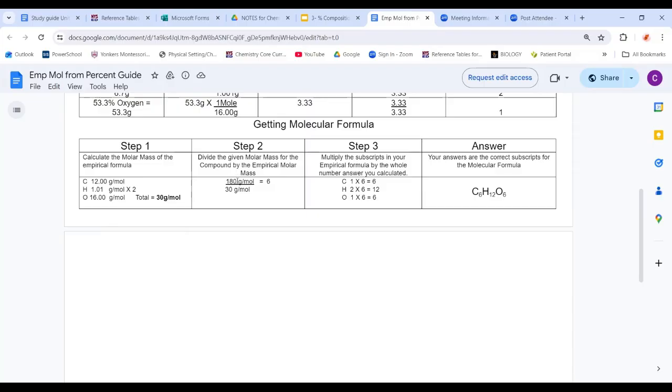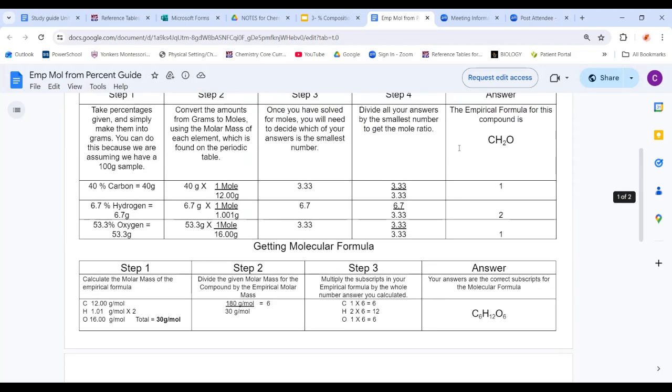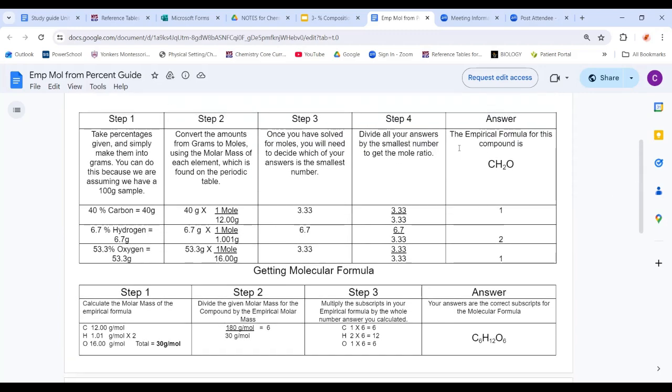You're going to divide your total molar mass by the one you figured out for your empirical formula. And that's going to give you a whole number. You're then going to take that whole number and multiply it by the subscripts in your empirical formula. So let me just go back up and look at that. I get the whole number 6, right? Let me slow down. I'm going to take 6 and multiply it by these subscripts. So 6 times 1 means I have 6 carbons. 6 times 2 in the empirical formula means I have 12. 6 times 1 means I have 6 oxygens.